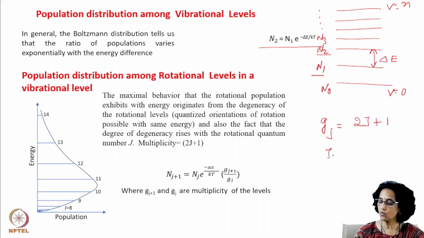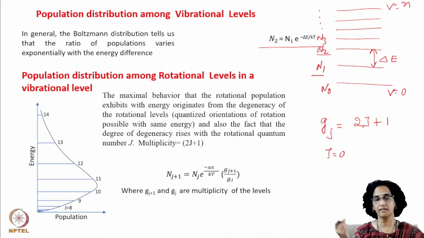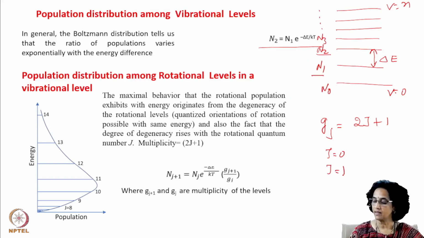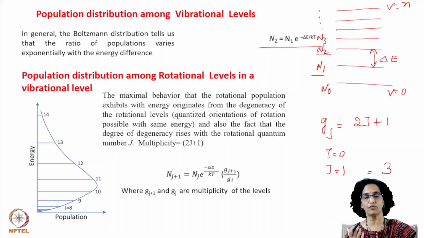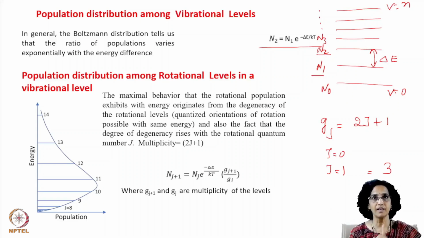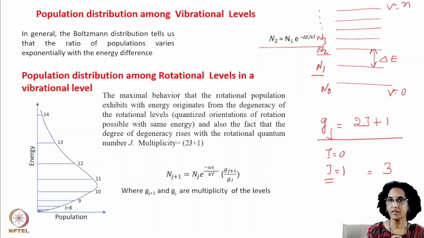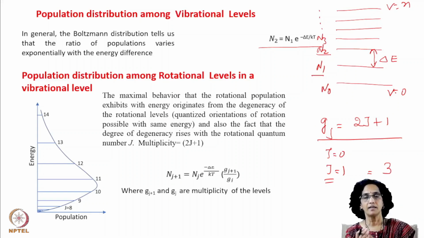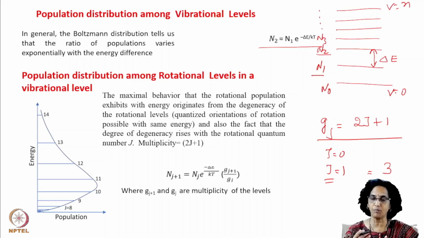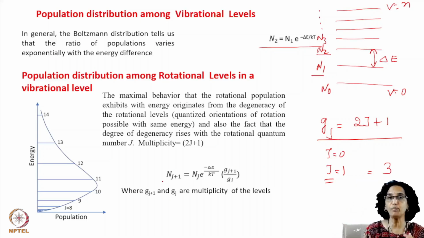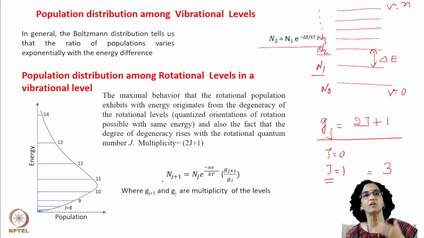So if J equal to 0, then the multiplicity is 1. That means there can be only one plane of allowed rotation. When J is equal to 1, 2J plus 1 is 3. So it can have 3 planes of rotation with equal energy. As J increases, this multiplicity also increases. When the multiplicity increases, the number of molecules which can go into those kinds of rotations also increases, and therefore the population in that particular energy level also increases.